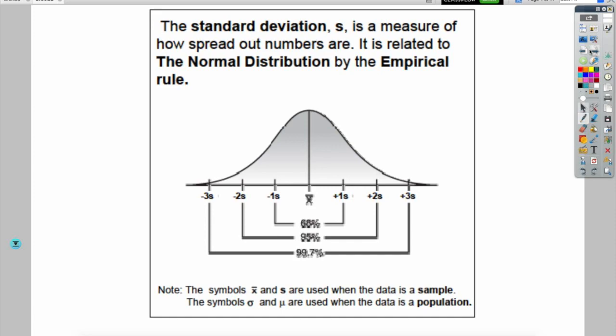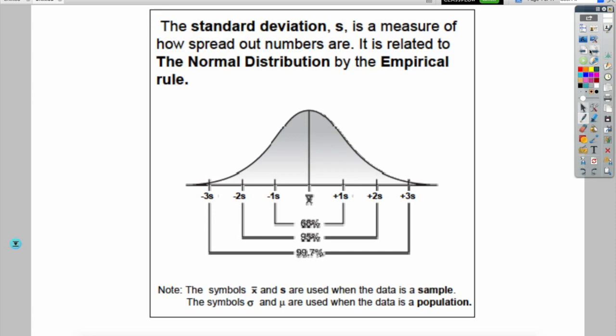Okay? This symbol, there's an X with a bar over it. It's smack dab in the middle, which means it's called the what? The mean. Okay, so that symbol means mean. The S stands for standard deviation, and they are used when the data is a sample, okay?